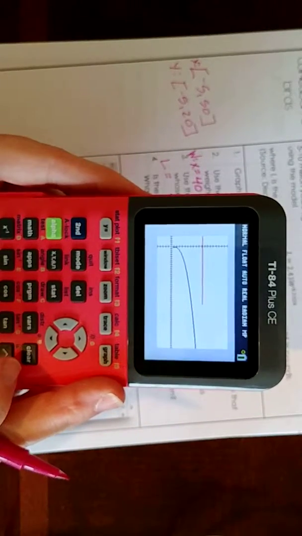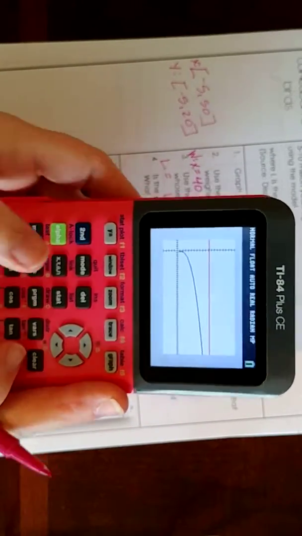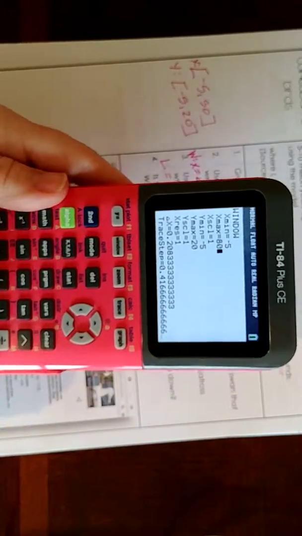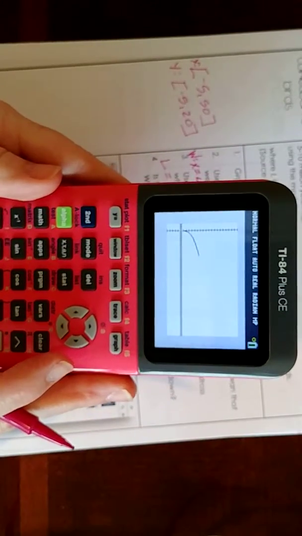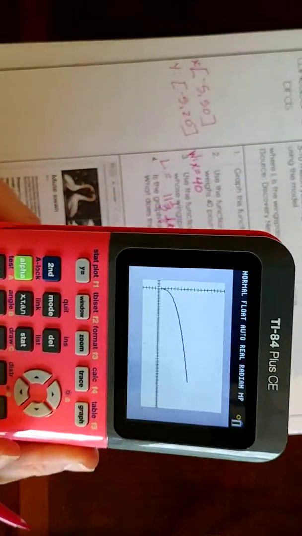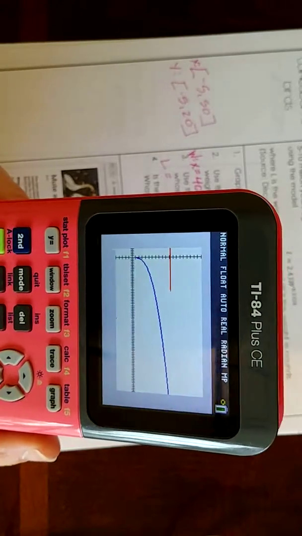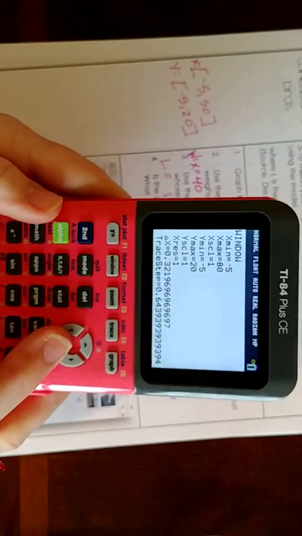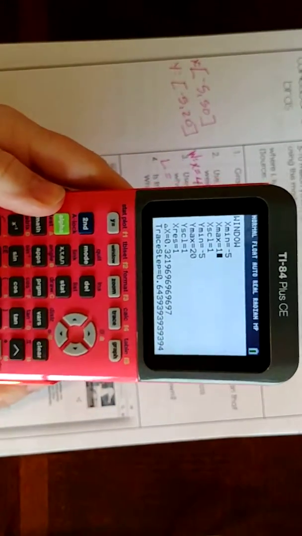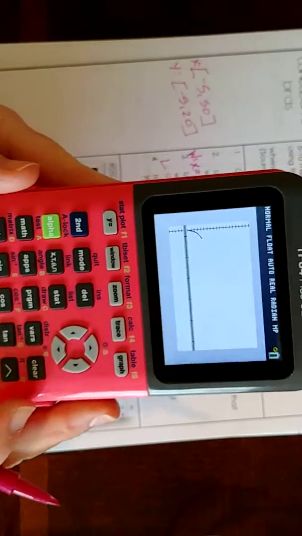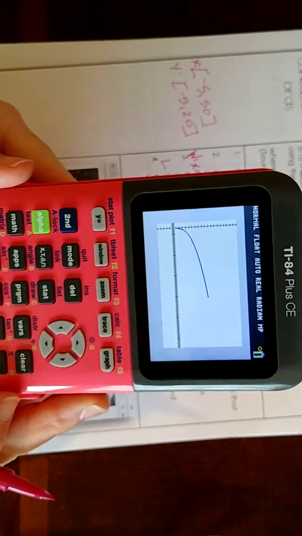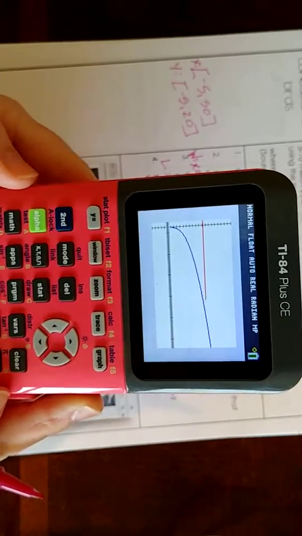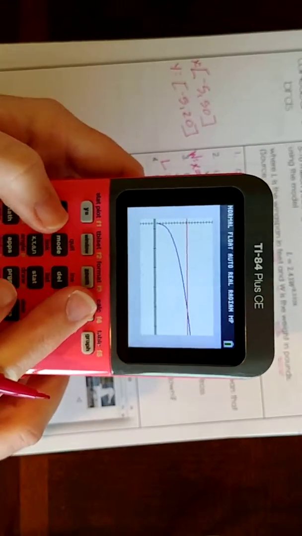All right, so I see that I'm going to need to extend my window. Let's let the x max be 80. Does that cover it? Not quite. Okay, let's let our x max be 130. Let's see if that covers it. I'm trying to adjust my window so that I can see the intersection. All right, looks like it's going to cross. So let's calculate our intersection.